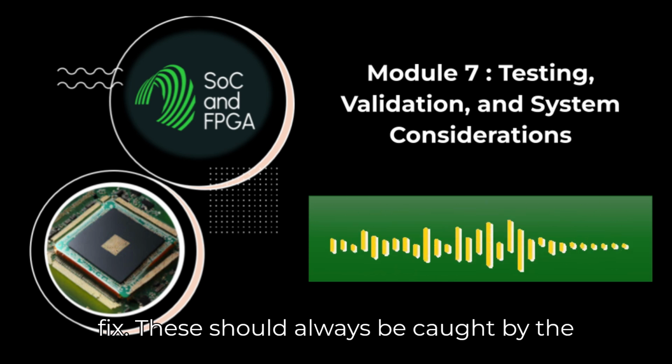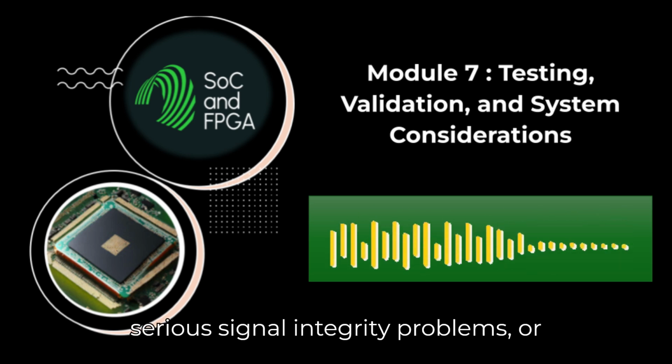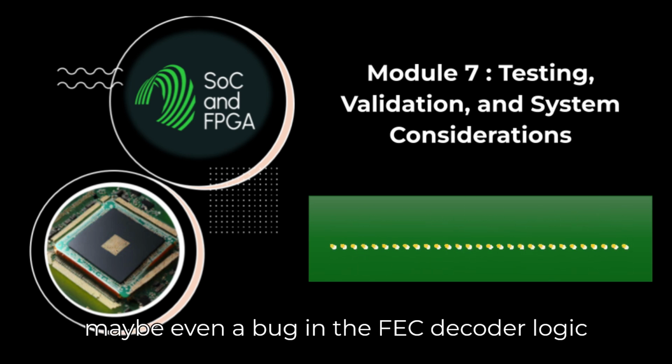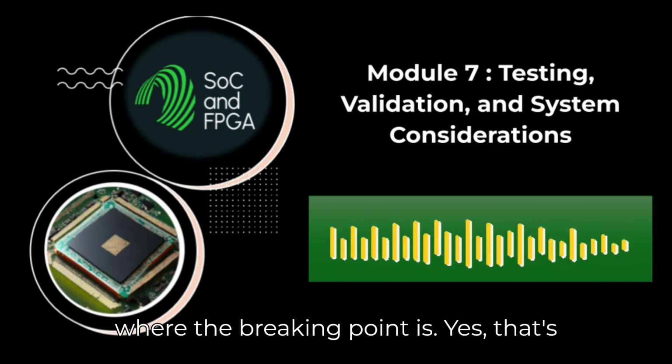These should always be caught by the CRC check downstream, triggering a retry. If you see a lot of these, you've got serious signal integrity problems, or maybe even a bug in the FEC decoder logic itself. So you can stress test this, see where the breaking point is.